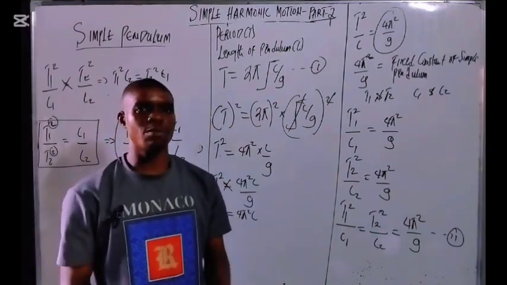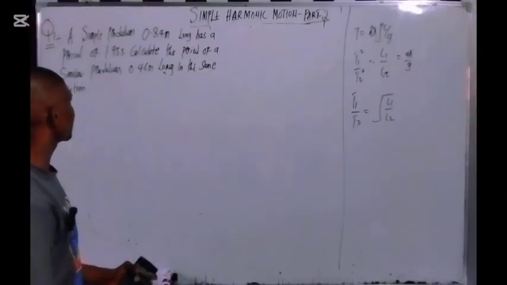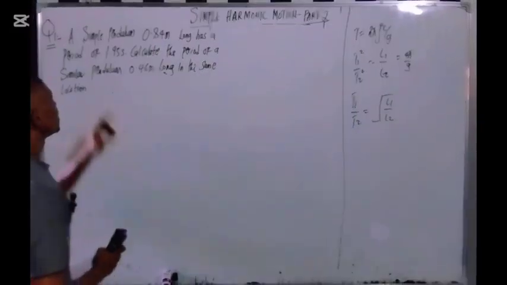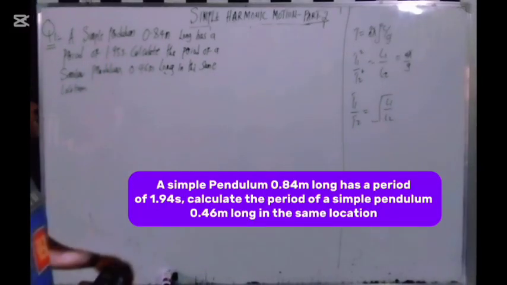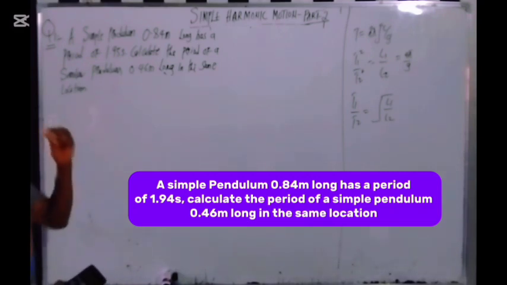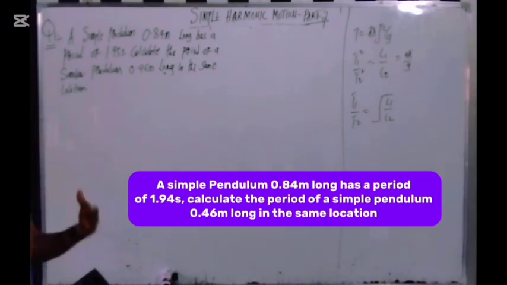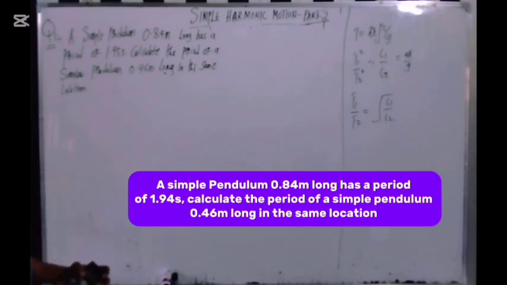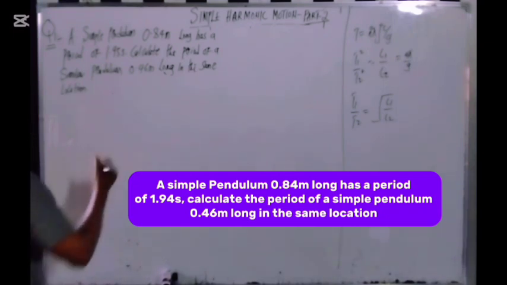So let's take some problems and look at this question here. A small pendulum 0.84 meter long has a period of 0.95 seconds. Calculate the period of a similar pendulum 0.46 meter long in the same location. It's very easy. Solution.